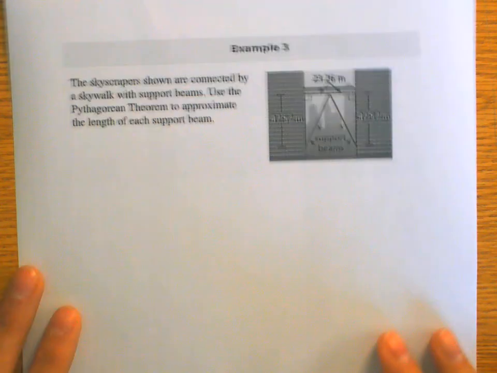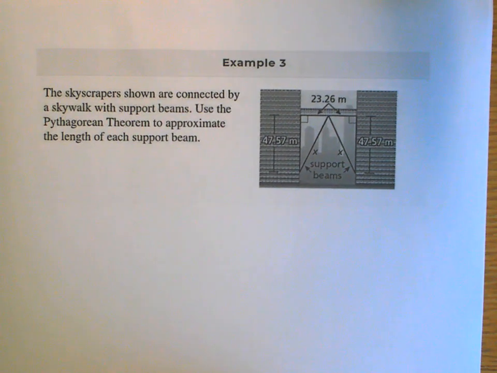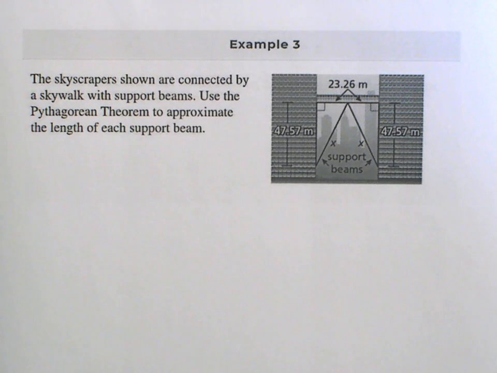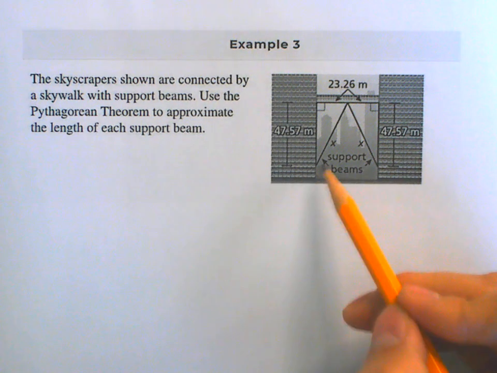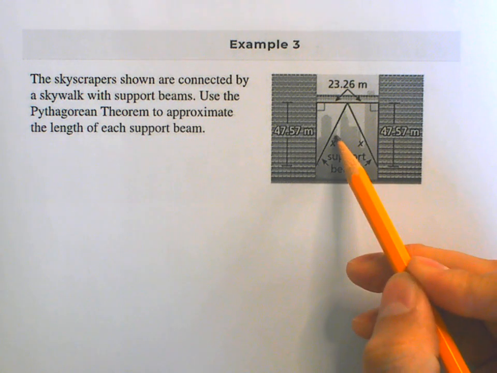All right, so here we have an application. Let me zoom in a little bit so you can see it. The skyscrapers shown are connected by a skywalk with support beams. Use the Pythagorean theorem to approximate the length of each support beam. So in other words, they want me to figure out what the value of x is going to be.